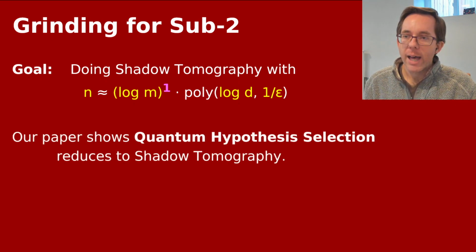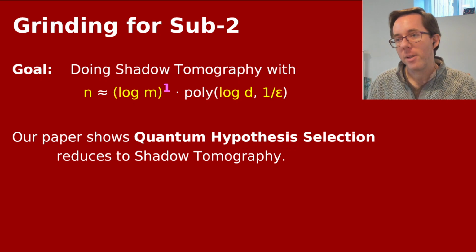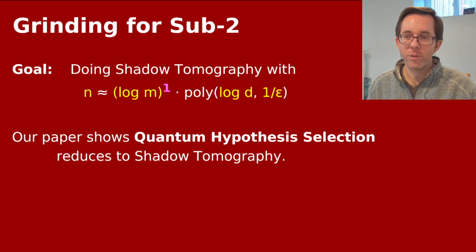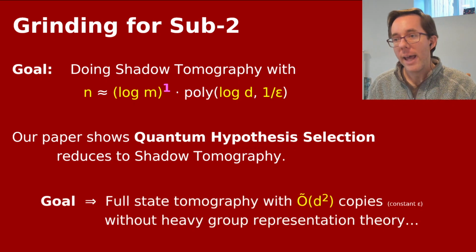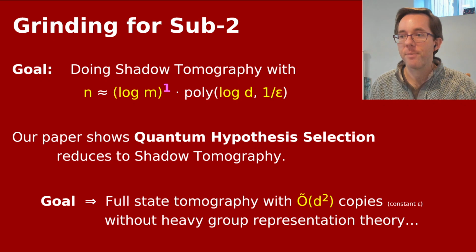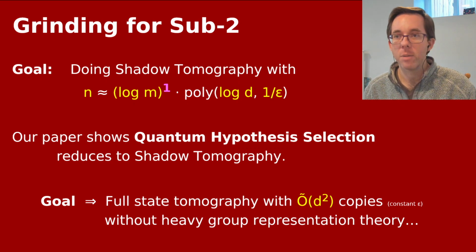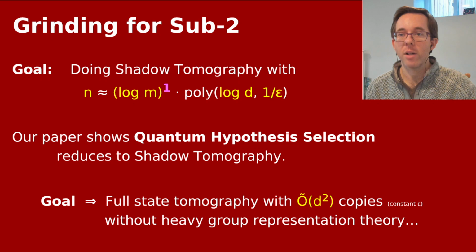Our paper shows that another problem, the quantum version of hypothesis selection, namely quantum hypothesis selection, reduces to the problem of shadow tomography. So if you could do shadow tomography with a log m dependence on n, you could actually do full state quantum tomography with a quadratic dependence on d. This would be a great result because although this is known, the methods known to do it use a lot of heavy group representation theory. It would be really cool if you could just achieve full state quantum tomography with optimal d-squared copy complexity by reduction to shadow tomography.